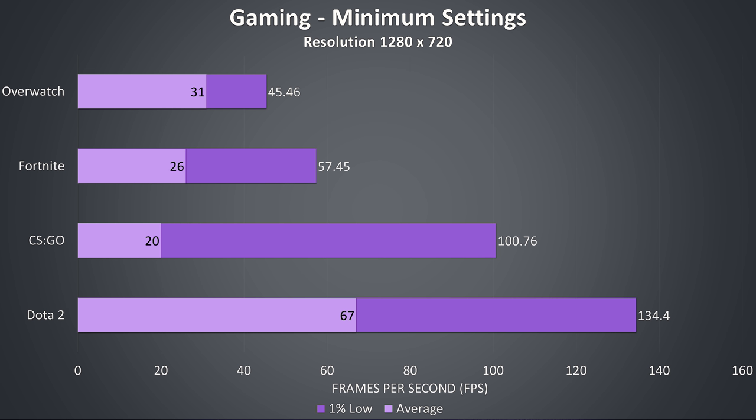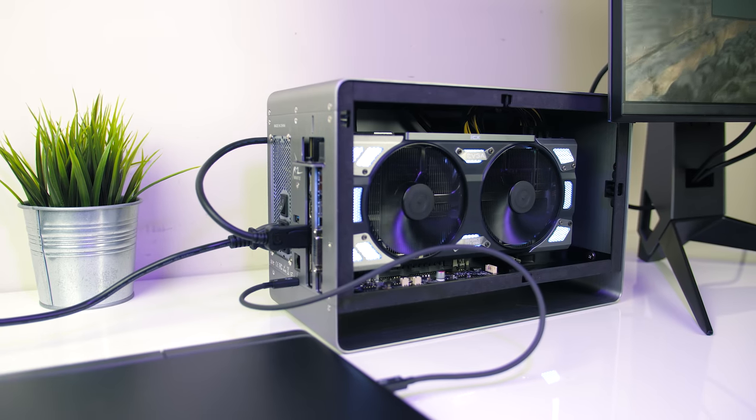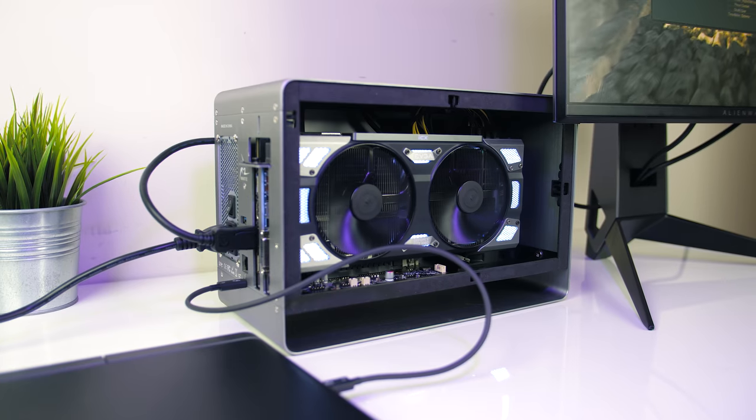While Overwatch had the lowest averages, the 1% low wasn't too bad, at least compared to Fortnite and CSGO. Dota 2, on the other hand, played perfectly fine. So while by no means a gaming laptop, very light gaming was possible at 720p minimum settings. I'm going to test the gaming performance with an external graphics enclosure in a future video, so if you're new to the channel, you'll want to get subscribed for that one.